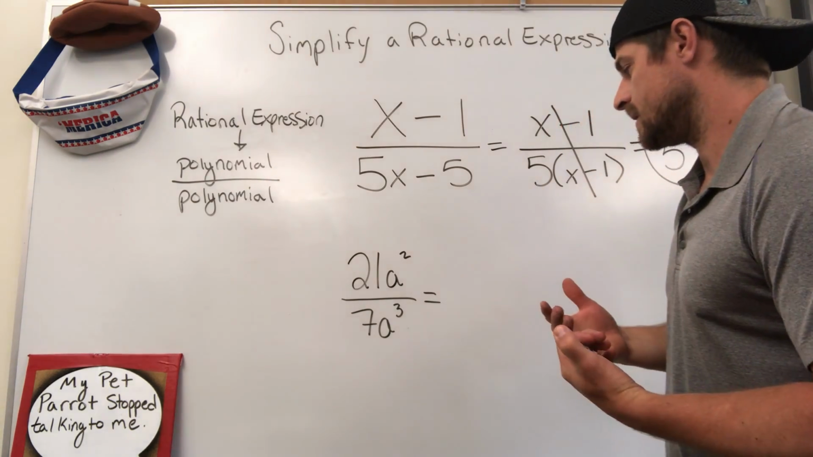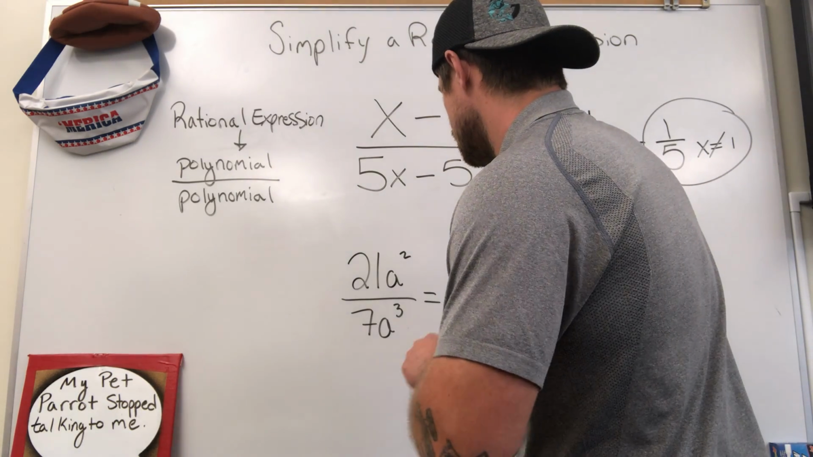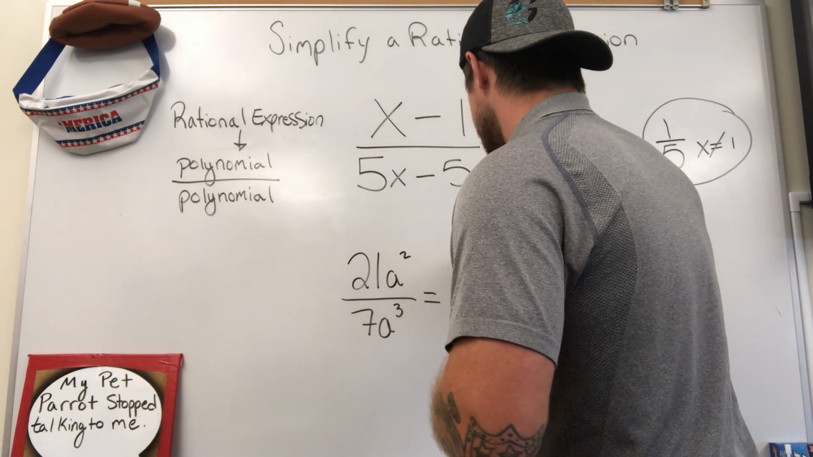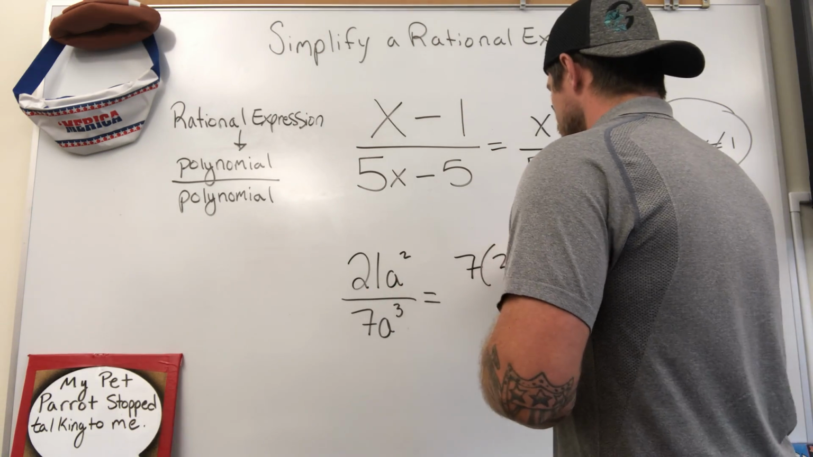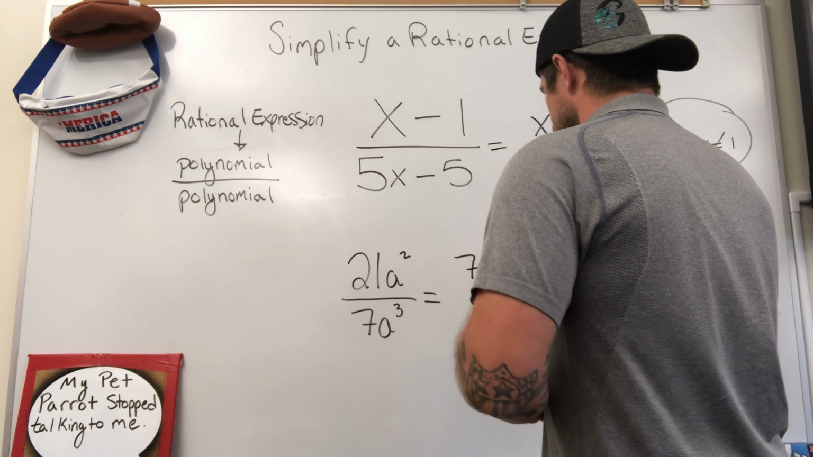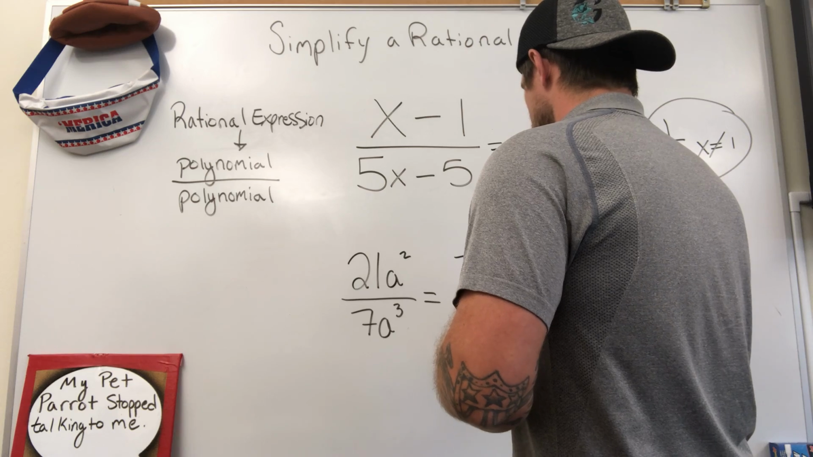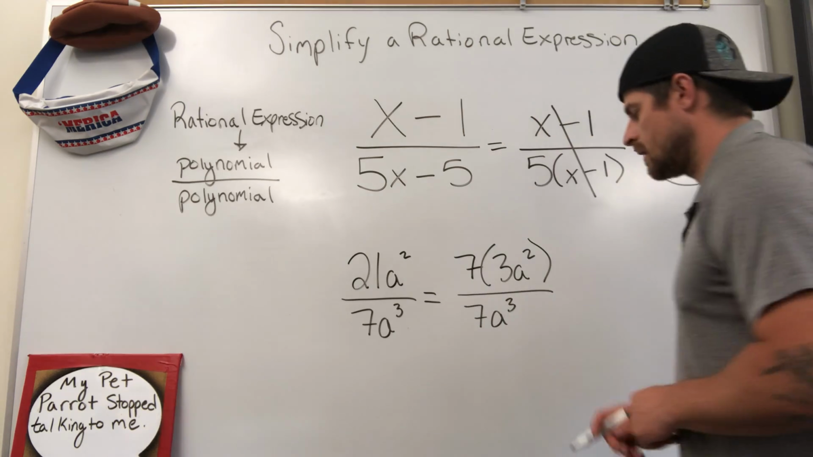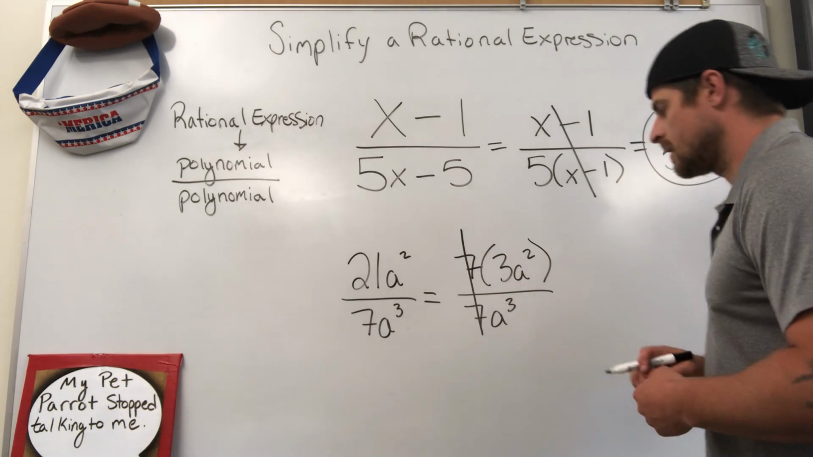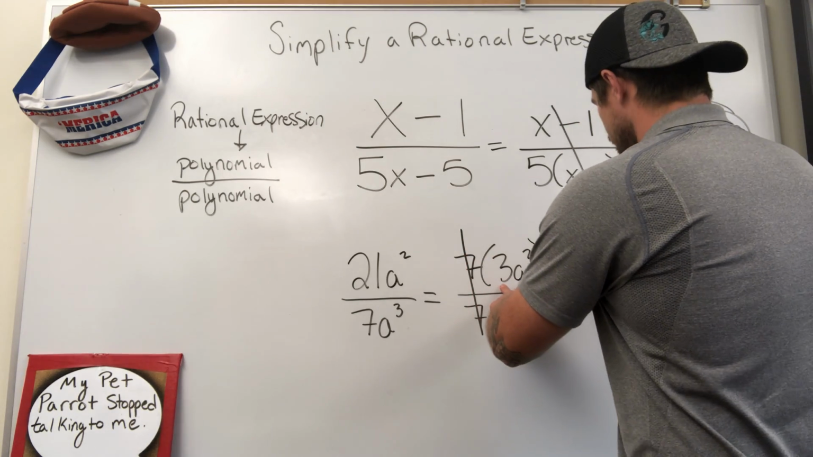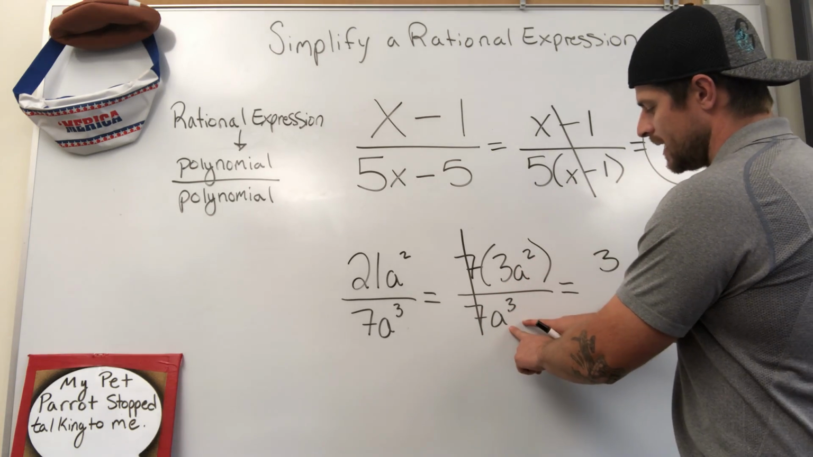What I'm going to say is, let's pull out 7 times 3a squared over 7a to the third. Okay, what I can do here is cancel my 7s. I'm left with a 3 on top. A squared divided by a to the third.